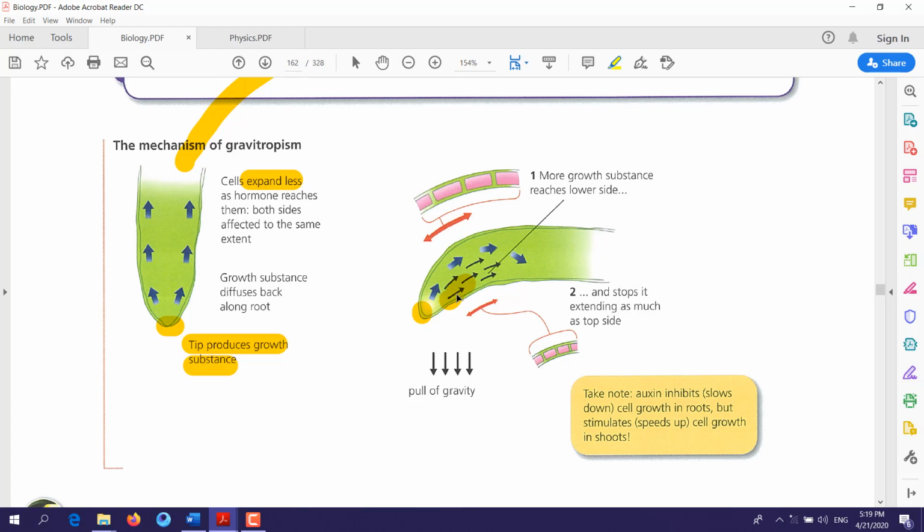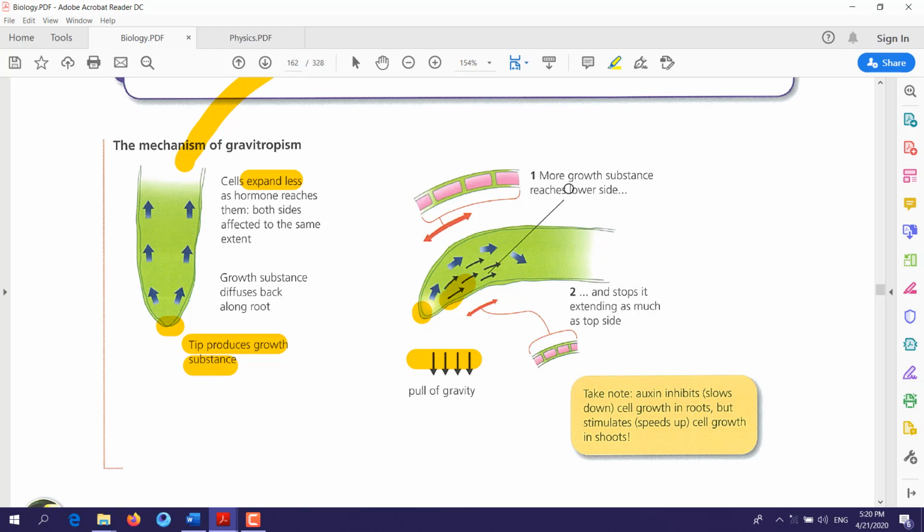But here it's not. The lower side will get more auxin. When it gets more auxin, that means it will absorb less water. When it absorbs less water here and more water there, what will happen? This side will expand less, and here it will expand more. So the cells here will be bigger and here will be smaller. Now the root will grow in the direction of gravity.